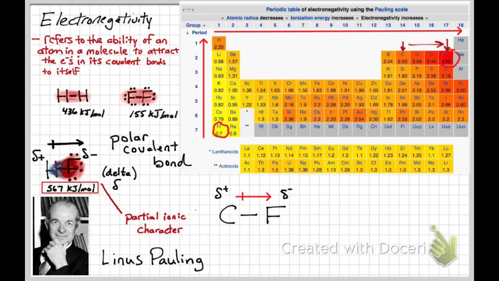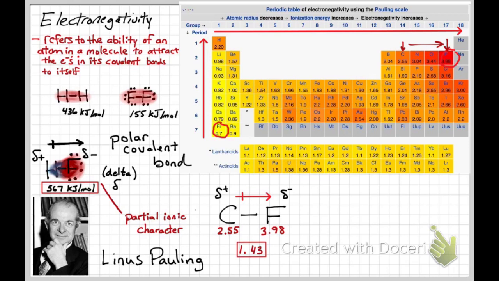We can actually calculate the difference in electronegativity simply by subtracting the electronegativities of the two atoms using the Pauling scale for electronegativity. Those are the numbers below the elements in this periodic table. If we look at the Pauling scale, we see that fluorine has an electronegativity of 3.98, carbon an electronegativity of 2.55, for a difference of 1.43.